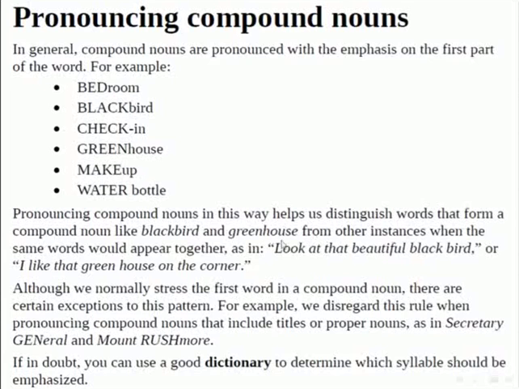Pronouncing compound nouns in this way helps us distinguish words that form a compound noun, like blackbird and greenhouse, from other instances when the same words would appear together, as in, look at that beautiful black bird, or I like that green house on the corner. Although we normally stress the first word in a compound noun, there are certain exceptions. For example, we disregard this rule when pronouncing compound nouns that include titles or proper nouns, as in Secretary General, and Mount Rushmore. If in doubt, you can use a good dictionary to determine which syllable should be stressed.